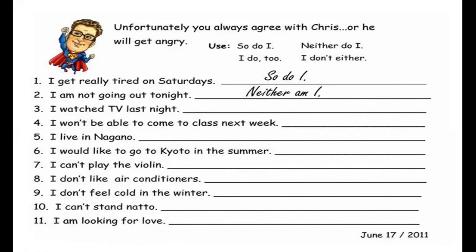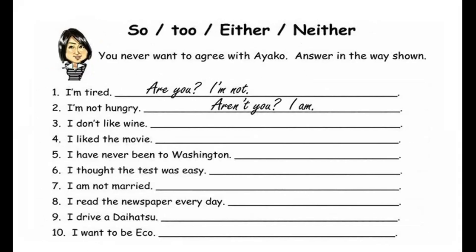Look here, in this case, you always agree. Vea, este caso es diferente. Unfortunately, you always agree with Chris or he will get angry. En este caso, usted siempre va a estar de acuerdo con él. Entonces, cuando siempre usted está de acuerdo, ¿qué utiliza? So do I, me too, si es una oración afirmativa. Pero si es una oración negativa, utiliza neither do I, me neither, pero siempre está de acuerdo con la persona, ¿sí? So, they are opposites. Entonces, los casos son opuestos. En el primero, usted está de acuerdo en todo, pero en el segundo, usted no. Usted le va a llevar siempre la contraria.